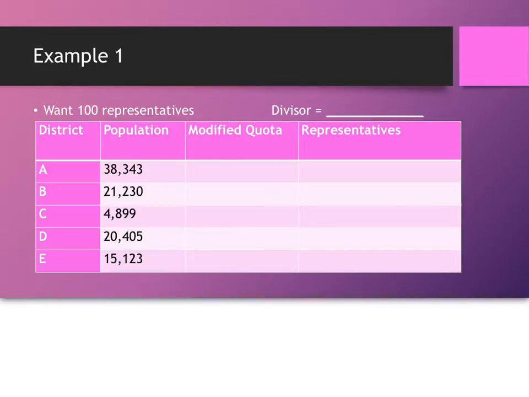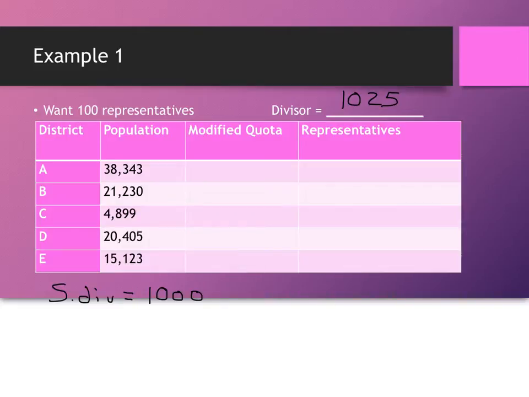So let's take our trusty example one here. The population is 100,000. We want 100 representatives. We had the standard divisor, which was 1,000. I'll do this for you right now. Let's try to find a divisor that works. Okay, so start by picking a divisor. Let's just say 1,025. And then you take every single entry and divide it by 1,025.